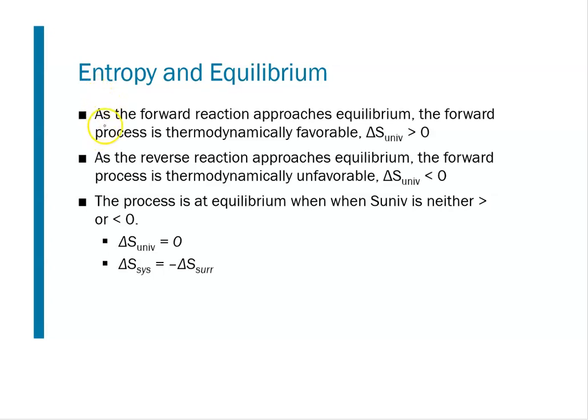If the forward reaction has delta S universe being positive, and the reverse reaction has delta S universe being negative, then where delta S of the universe is 0, that is when your process is at equilibrium. So anytime that the system is equal to negative surroundings, our system is going to be at equilibrium.